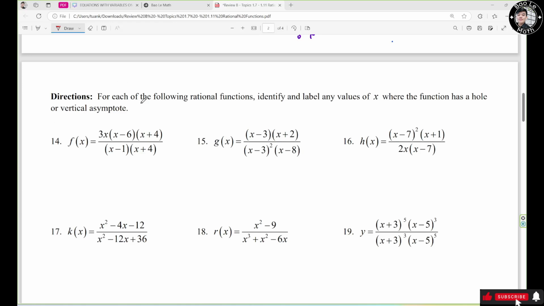Alright, next one. For each of the following rational functions, identify and label any value of s where the function has a hole or vertical asymptote. Alright, now keep in mind, the vertical asymptote always dominates the hole. The hole dominates the zero. Alright, so keep that in mind. If the vertical asymptote and the hole occur at the same time, the vertical asymptote dominates the hole, right?